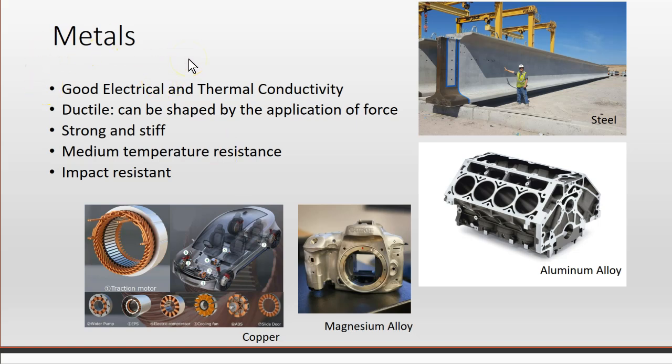Of the three main categories, metals are characterized by very good electrical and thermal conductivity. We see those characteristics exploited in electrical conductors for electric motors and in engine components, where not only strength but also thermal conductivity to remove heat from the heat engine is important. They are strong and stiff, and we can see those applications in the form of structural members, and here a frame for a camera. They have medium temperature resistance and are generally impact resistant.